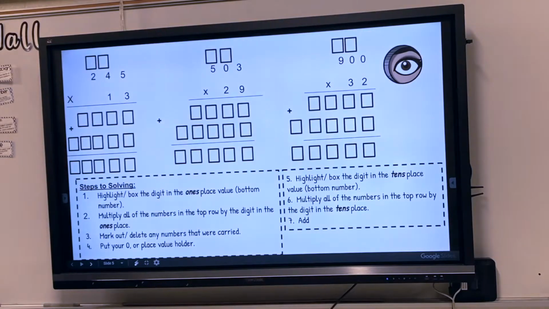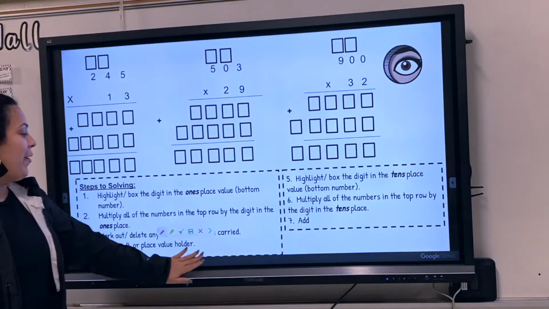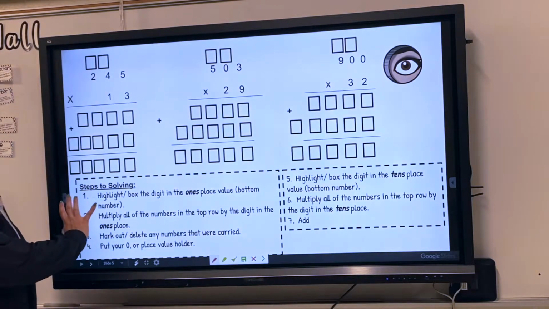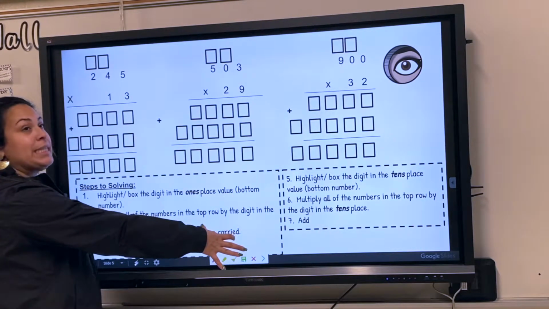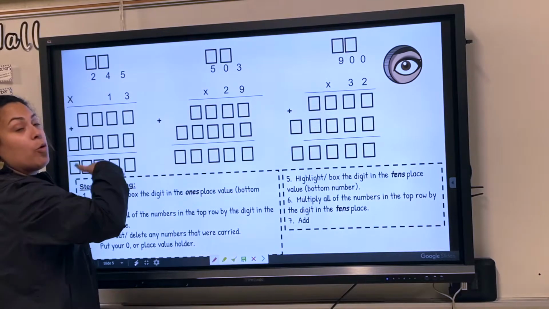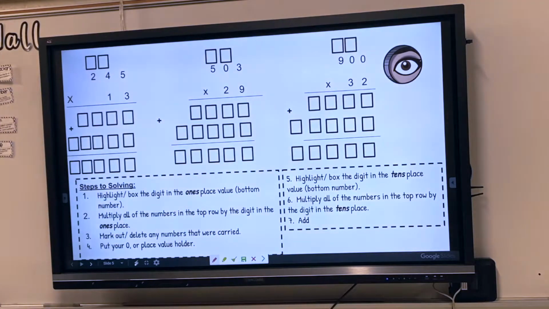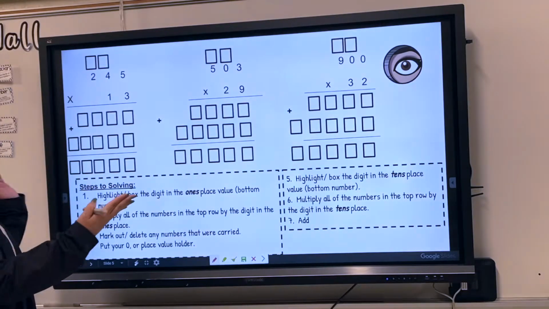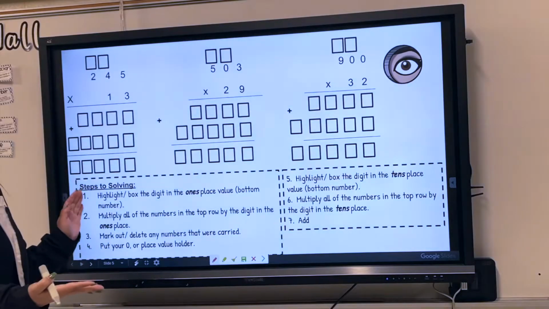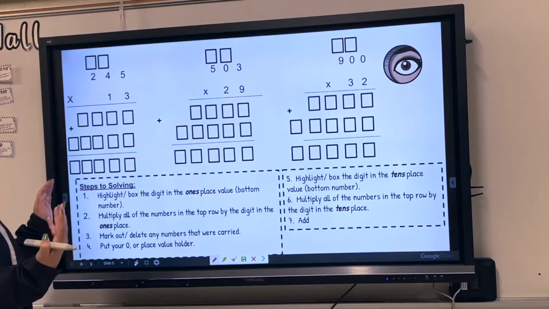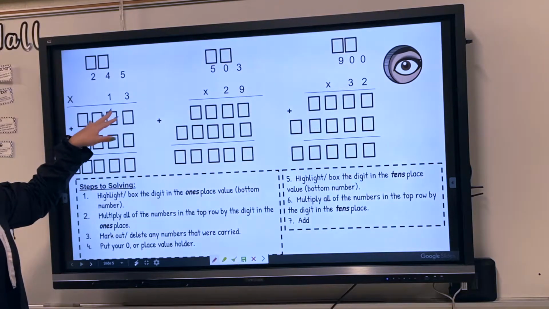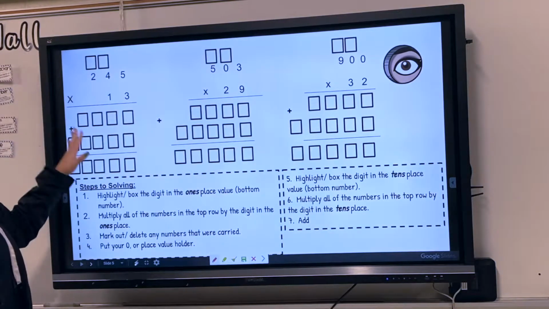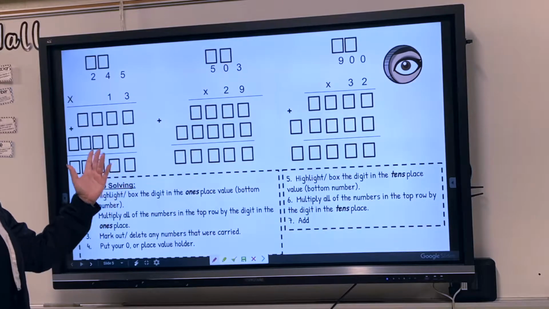Next, we have our 3-digit by 2-digit. What am I looking for? Okay, so I had to put the steps for solving down here because, as you can see, we have larger numbers this time that require more room. So we have, as our first one, 245 times 13. Now, if you look at steps to solving, none of our steps changed because we're still only multiplying by a 2-digit number, okay? So, let's do this.